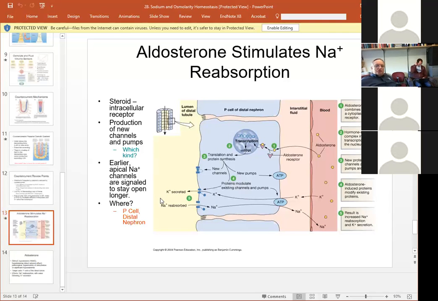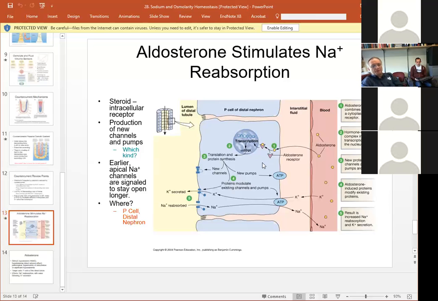Remember back in the nerve section of the course, we talked about how hyperkalemia would cause membrane depolarization and eventually you get seizures. Well, that's the problem that we're preventing with this mechanism right here. Let the potassium out by getting more aldosterone.